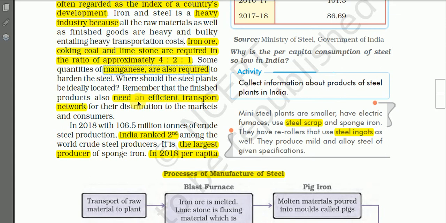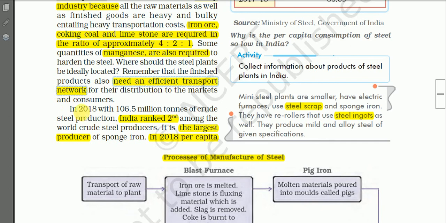And after all, we need an efficient transport network for the transportation of raw material from the mining site to the industry, and for the transportation of finished goods from the industry to the market.